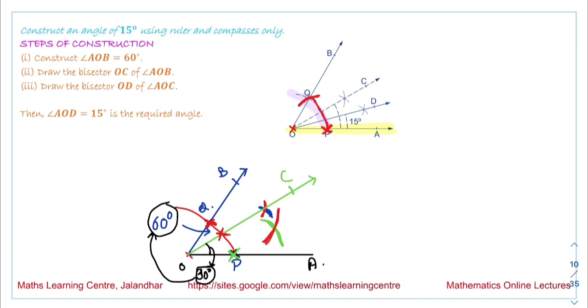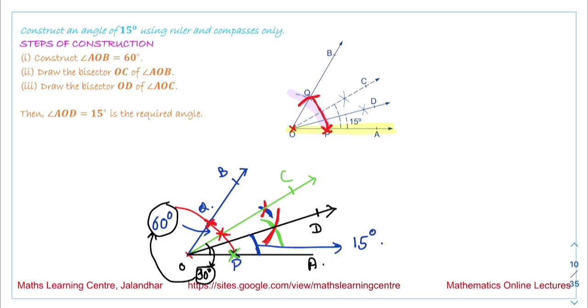And when we join these 2 points, we get this line starting from O, and this point is D. Now this line OD is basically the angle bisector of AOC. The angle bisector of AOC means we are talking about this angle AOD. So the measure of this angle will be 15 degrees.